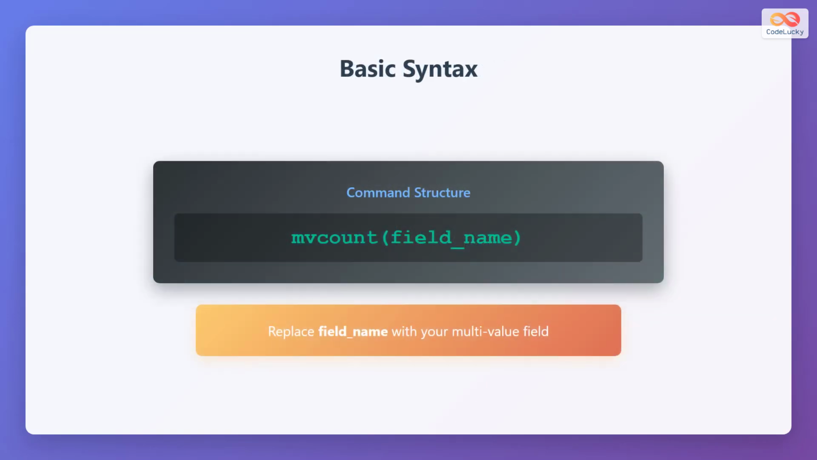The syntax for mvcount is straightforward and easy to remember. You simply use mvcount followed by the field name in parentheses. The basic structure is mvcount(field_name). To implement this command, you replace field_name with the actual name of your multi-value field that you want to count. This simple syntax makes mvcount accessible for both beginners and advanced Splunk users.